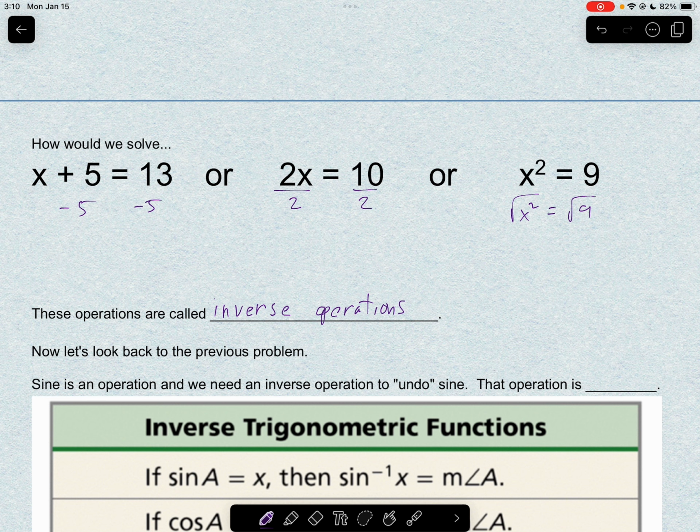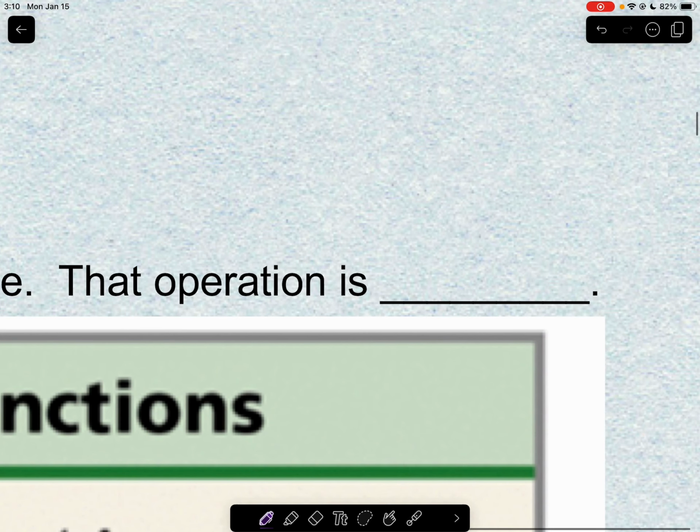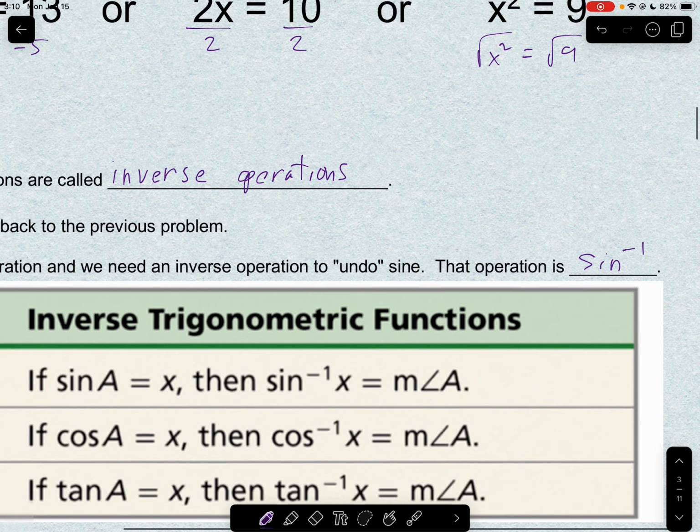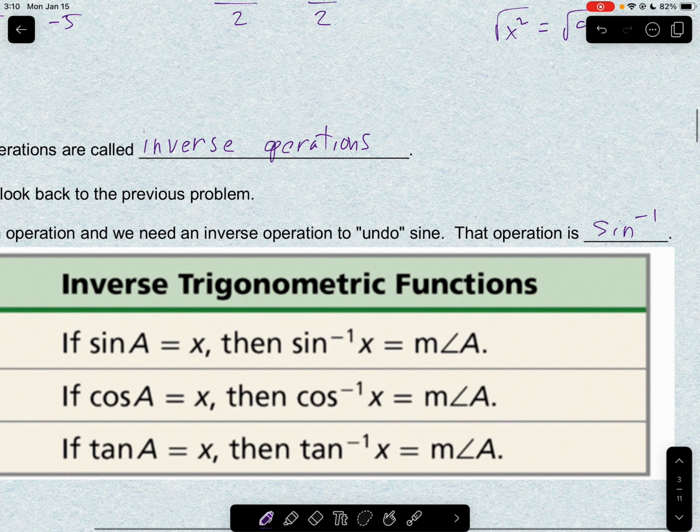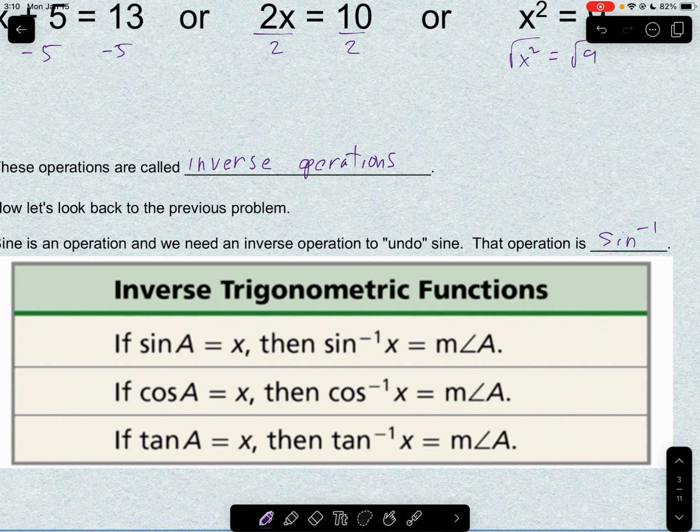Sine, cosine, tangent, those are just operations. So for example, sine is an operation. We need an inverse operation to get rid of it. That is called sine inverse, and we write it like this: sine to the negative first power. It looks like that, but it's just sine inverse. The inverse of cosine is cosine inverse. The inverse of tangent is tangent inverse.